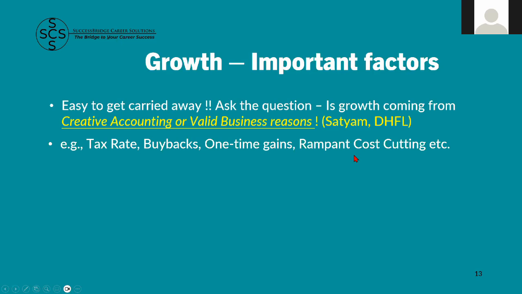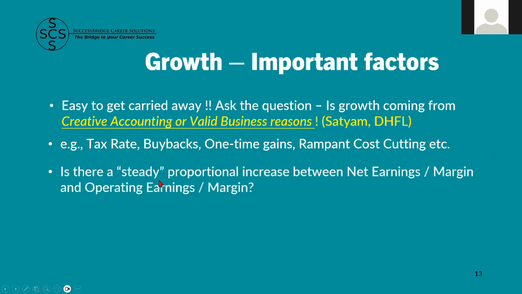Cost cutting is good. I'm not saying cost cutting is bad, but this slash and cut is definitely not good, and it's a very artificial way of pleasing the stock market, to reduce costs and thereby increase your EPS. And another question one must ask is, is there a steady and proportional increase between operating earnings and net earnings?